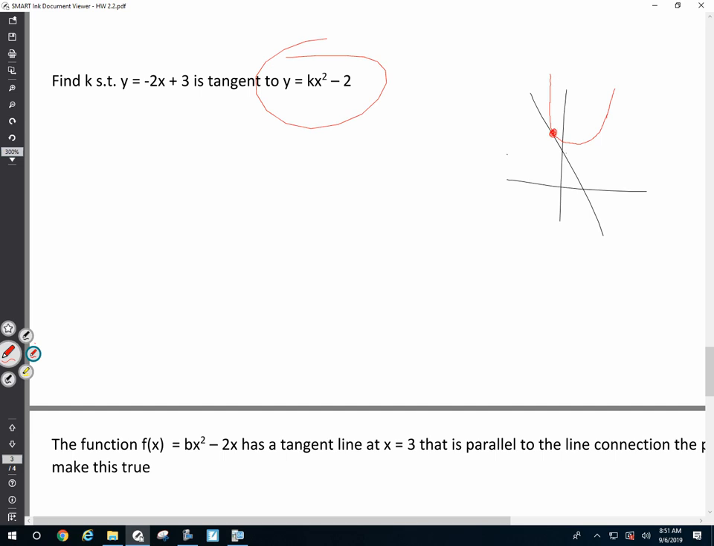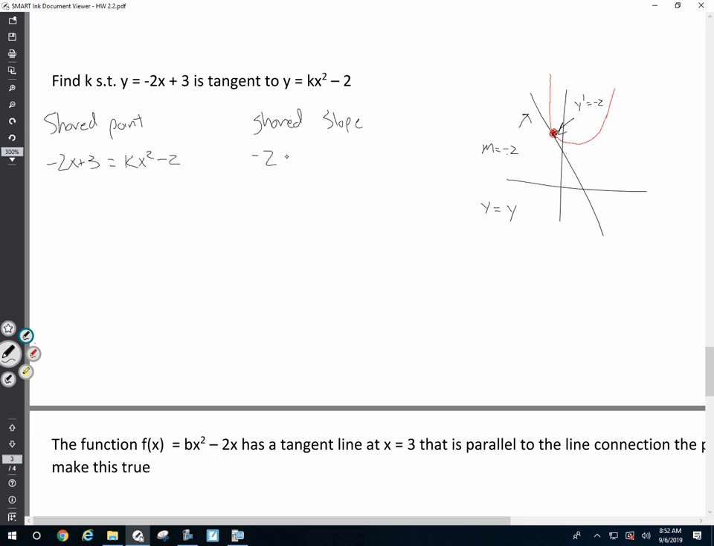Well, for this to occur, two things need to happen. First, the slope of this line has to equal the slope of the tangent to this function at the point. Okay, so that's one thing. The second thing is that they must share the point. So for a certain x value, the y's will equal each other. So that's going to create two equations for me. A shared point, where negative 2x plus 3 will equal kx squared minus 2 at some location, and a shared slope, where the slope of the line, or the derivative of this, will equal the slope of this.